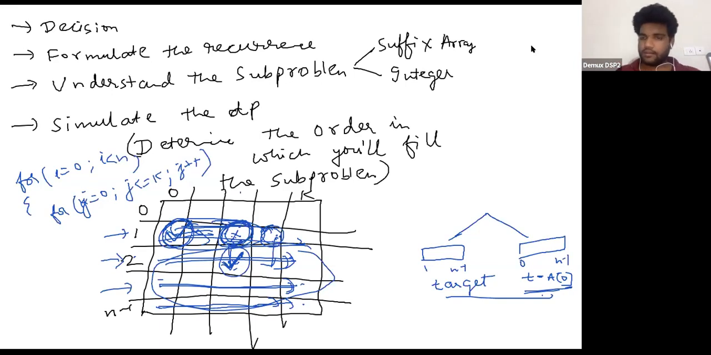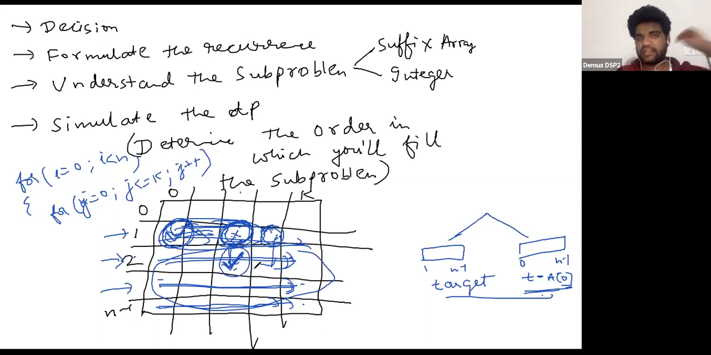So Swami, repeat the second filling. Yeah, Swami. So you understood the subproblem, right? You understood the decision, you understood the subproblem, right, Swami? So now we are just trying to determine the order in which we will fill out the subproblem space.